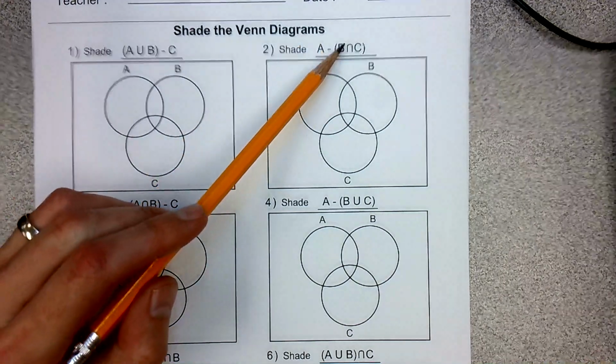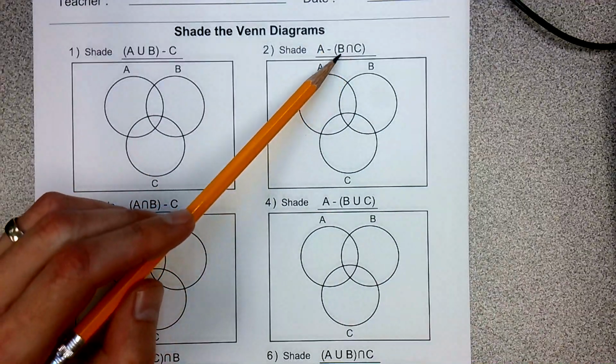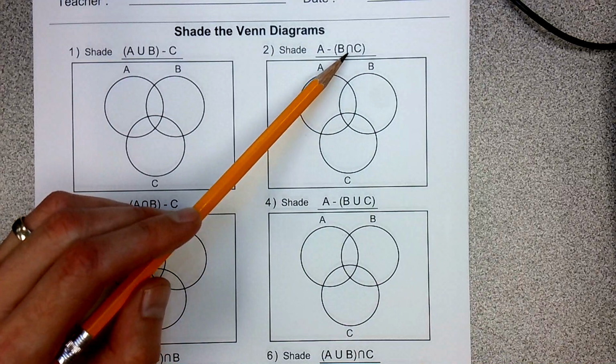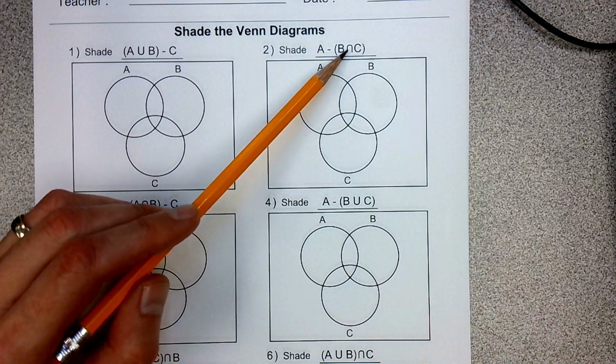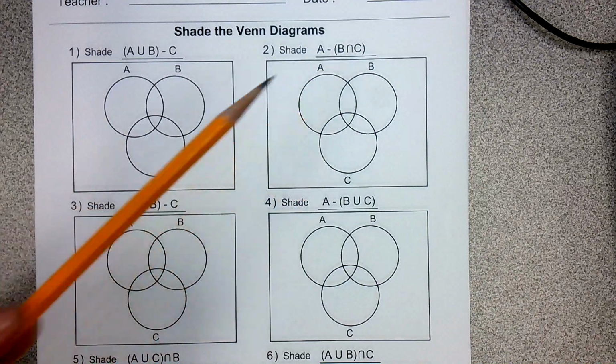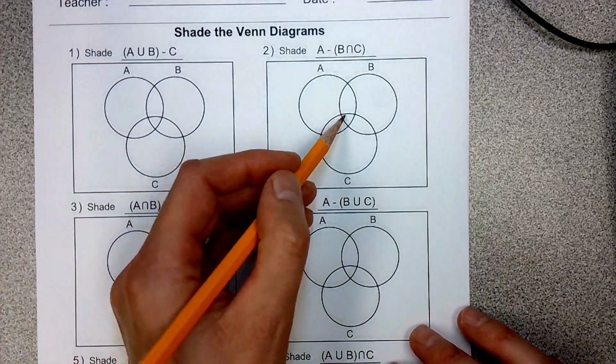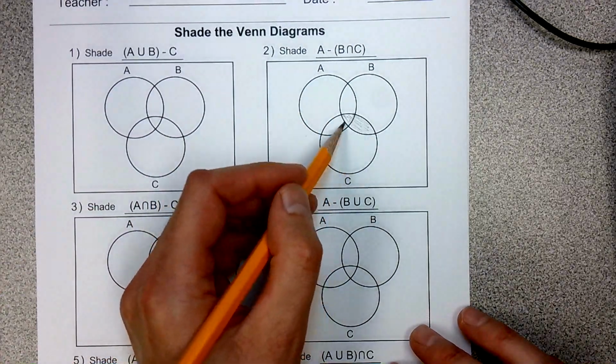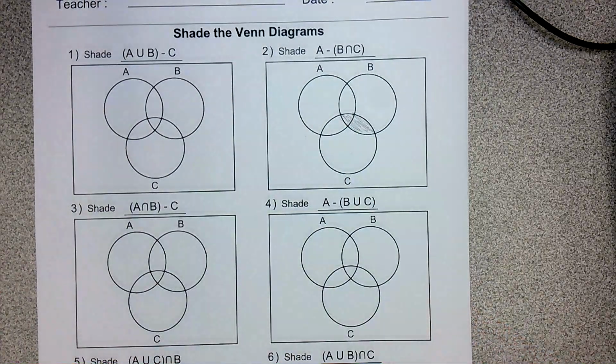We're going to start with the parentheses, and I'm going to shade B and C. I'm going to shade where they overlap. So this is the intersection of B and C. That would be right there. That's where circles B and C overlap.